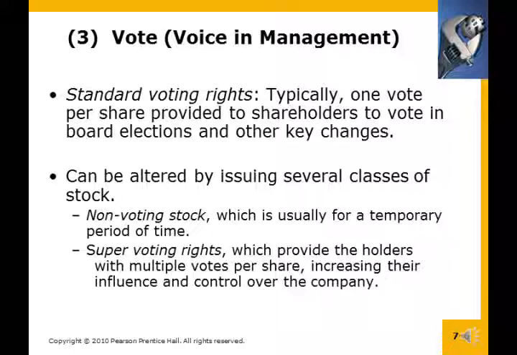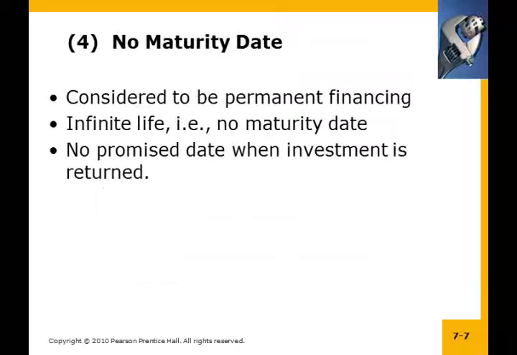So in voting, which is the third characteristic of common stock, you have standard voting rights, 1 vote per share. You have non-voting stock, no vote for any share. Super voting rights, the 1 share will give you multiple votes.